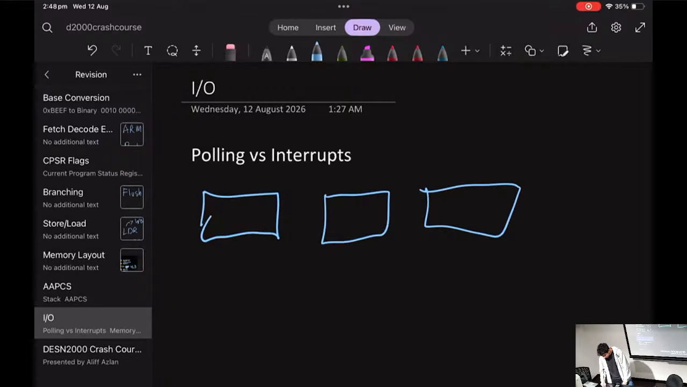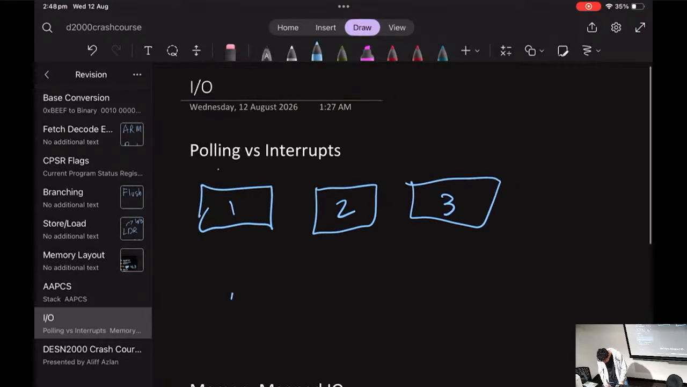Let's say, for example, we had 3 tasks, right? Let's say we had a task 1, task 2, task 3. What polling does, it says, okay, let's look at task 1. How are you doing? Are you done? If it's not done, I can move on. Let's look at task 2. Is task 2 done? If it's not done, we can move on.